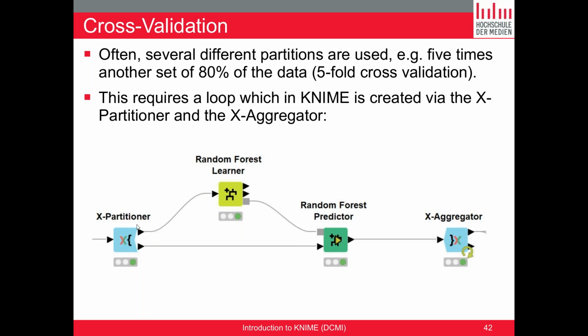So for cross-validation, you take an X partitioner, a cross partitioner, then you can learn something. And then you have this predictor here, and there's this additional loop. And then we have this is just the predictor, but then we have the cross aggregator who actually aggregates the results and takes care of this 5-fold or whatever kind of folds you want to need for cross-validation. So this is how it looks like.